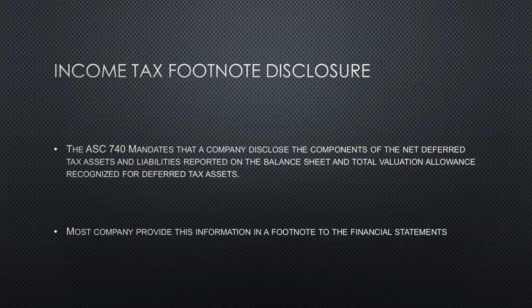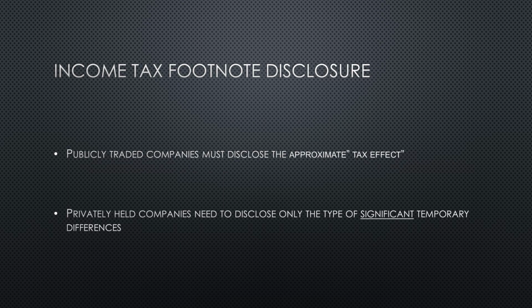The ASC 740 also mandates that companies disclose the components of the net deferred tax assets and liabilities reported in the balance sheet and the total valuation allowance recognized for deferred tax assets. Now, most companies provide this information in a footnote to the financial statement. Public companies need to provide the approximate tax effect, while privately held companies only need to disclose the type of significant temporary difference.